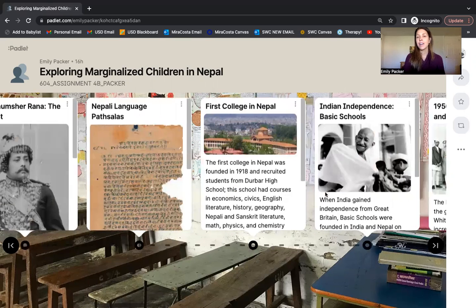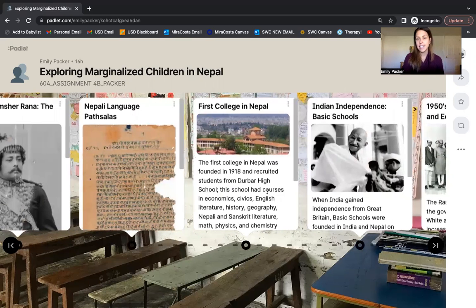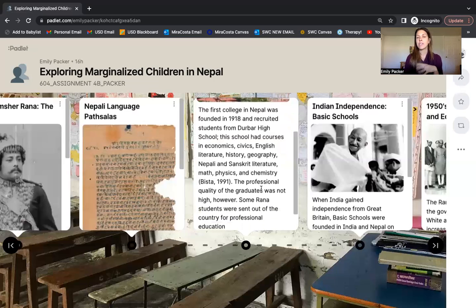The first college in Nepal was founded in 1918, and this was really just another location for Durbar High School students to then go into, another stepping stone before getting these government positions. So the school had courses like economics, civics, English, history, geography, Nepali, Sanskrit, physics, chemistry. So it had a lot of courses that were not previously offered.